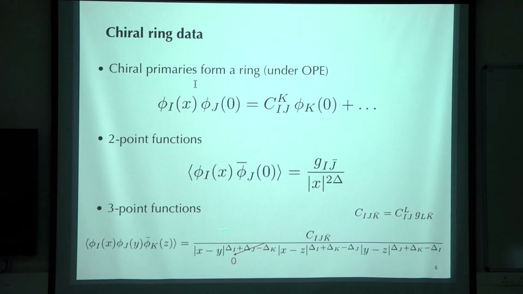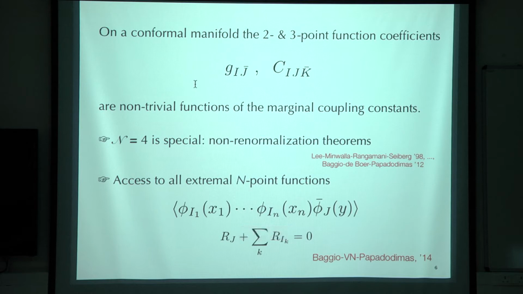You can also compute 3-point functions, etc., etc. So on a superconformal manifold, these 2- and 3-point function coefficients, which will be the main target of our study, are non-trivial functions of the marginal coupling constants. Okay? Now, N=4 is a special case of N=2, and it has more symmetry.